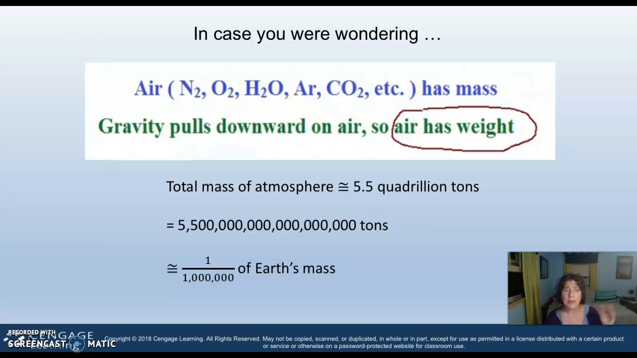And gravity pulls down on mass so that air has weight. You might not think about air having weight, but actually air is heavier than you can possibly imagine. The total mass of the atmosphere is 5.5 quadrillion tons, and still that's only 1/1,000,000th of the Earth's mass. So air definitely has weight.